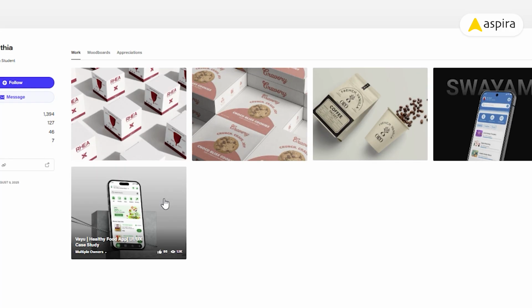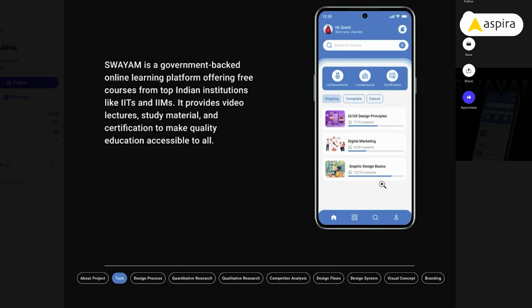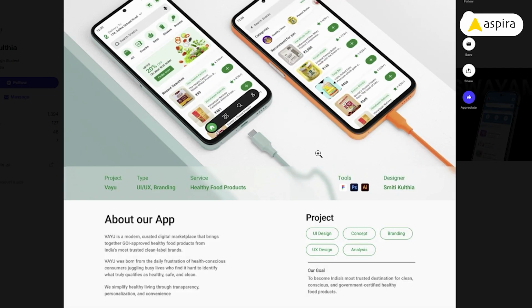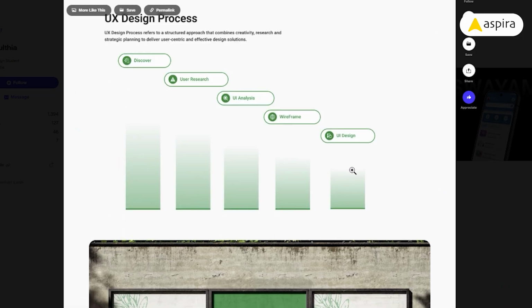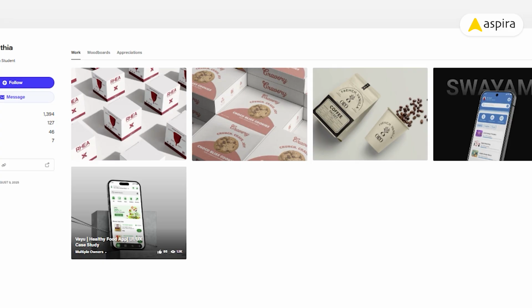And in her Behance portfolio, she is showcasing different kinds of projects. Swayam represents a large scale complex platform project, and another one, Vayu, is a consumer focused lifestyle application. So this range helps demonstrate adaptability, which is an important trait for any designer.